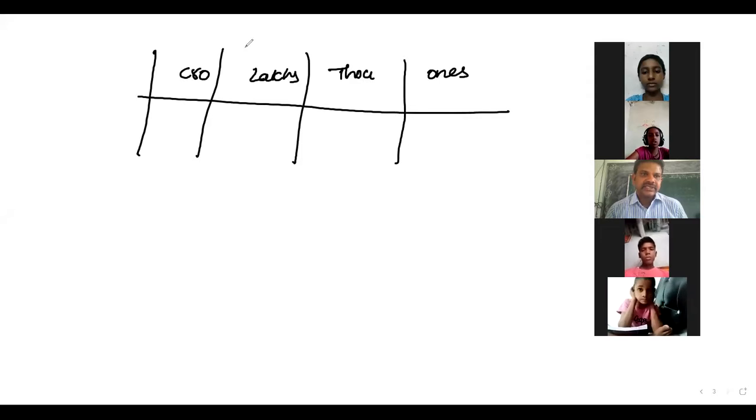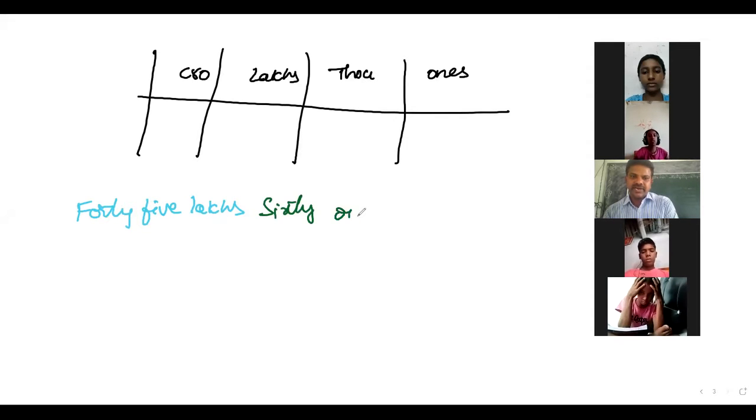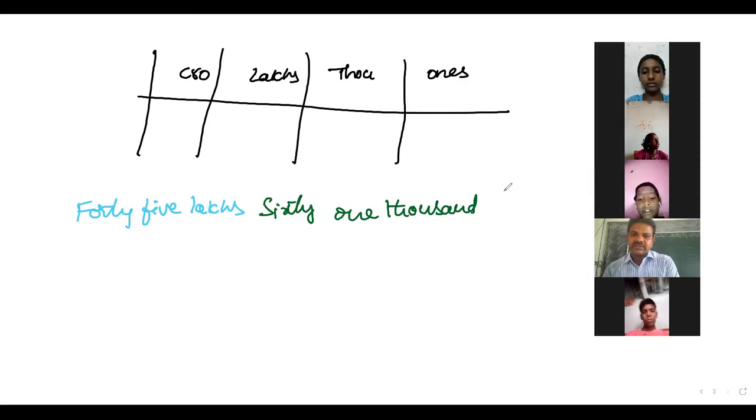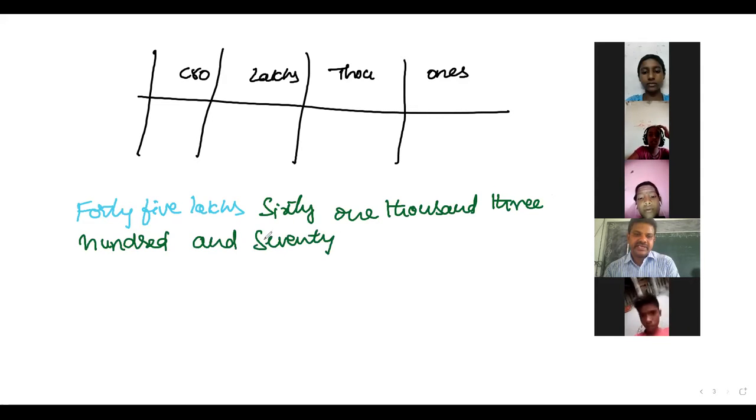40, 45 lakhs, 61,000, 300 and 76. Okay, this is the given number.